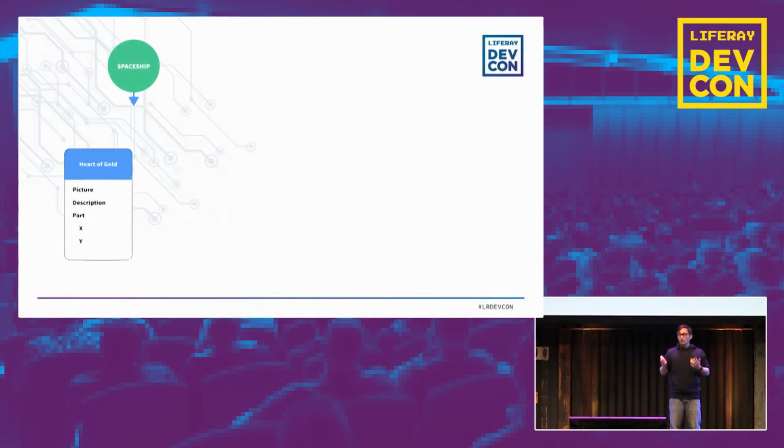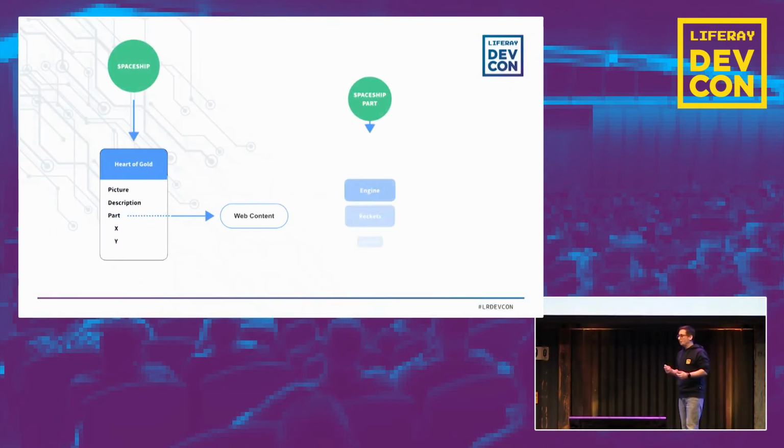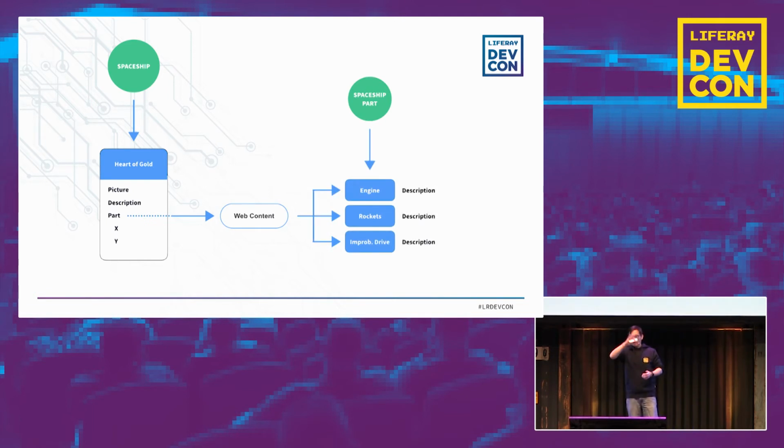First, we need to know about the structure of this data. This is the schema. We have this spaceship part structure with just a description, and the spaceship structure with the picture, the description, and a list of parts that will be linked with the other structure content. And each part will have an X and a Y field that we will use as coordinates to place the dots over the image in the correct place. So now we know that we have to use APIs. We know the structure. Let's use it.